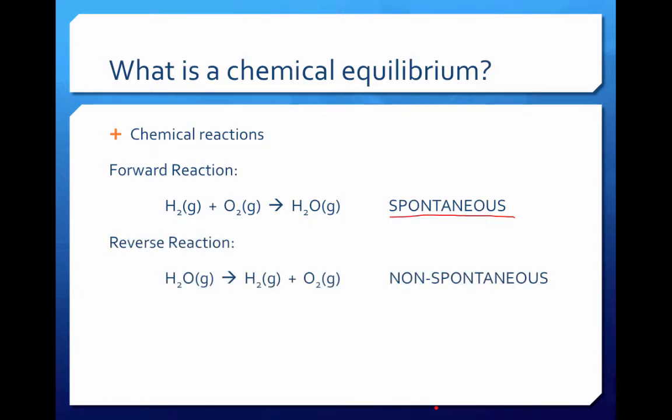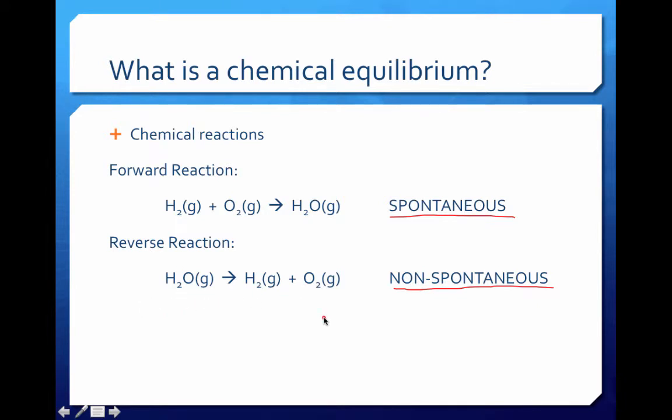We can then take this reaction and run it in reverse. We can take the water and separate it back into hydrogen and oxygen. This is a process known as electrolysis. You have to induce an electrical current to your water and it'll pull it apart. But unlike the forward reaction, this reverse reaction is non-spontaneous. Water doesn't generally do this on its own.